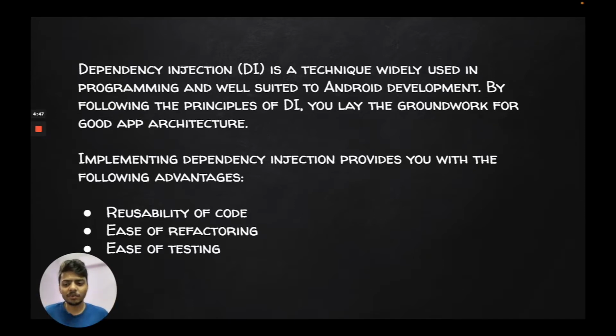I would not go into the depth of it because, to be honest, I've not done much testing. But the thing is that you can provide fake versions of anything, like fake repositories, fake APIs or fake data. You can provide anything fake easily by using dependency injection. You can also put in mocks, which makes testing easy.